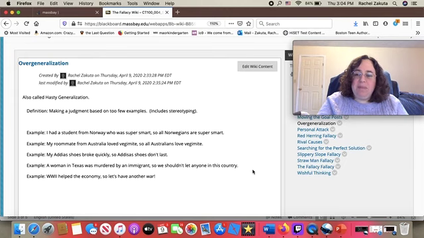Here's one that's actually been in the newspaper, if you're reading certain newspapers. A woman in Texas was murdered by an immigrant, so we shouldn't let anyone in this country. We can thank our president for that overgeneralization. Okay, World War II helped the economy, so let's have another war.